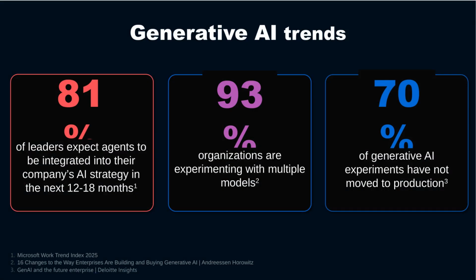Most organizations are rapidly adopting AI, with 81% planning integration in the next 18 months and about half already building on large language models. Interestingly, 93% are experimenting with multiple models simultaneously, revealing the importance of model diversity. Yet 70% of generative AI experiments remain stuck before production, highlighting a major opportunity. Rapid prototyping, multi-model testing, and customer feedback are key to shrinking this gap and turning AI concepts into live applications.